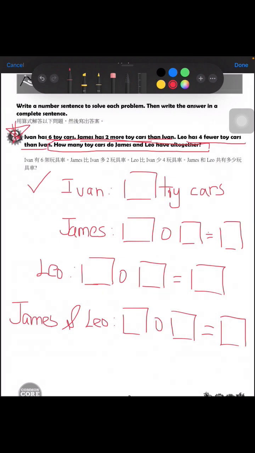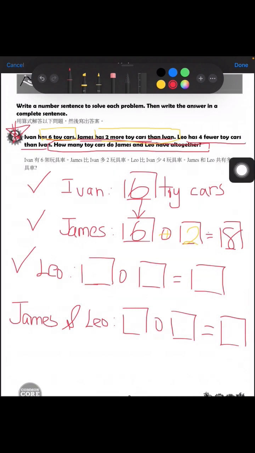So first, how many cars does Ivan have? Let's see. Yes, Ivan has 6 toy cars. The next step, we will find the number of cars James has. James has 2 more toy cars than Ivan. So we will use the information we have. Ivan has 6 toy cars, and by adding 2 more toy cars, how many toy cars does James have? Right, 8 toy cars. 6 plus 2 equals to 8.